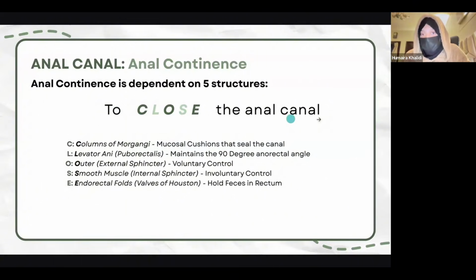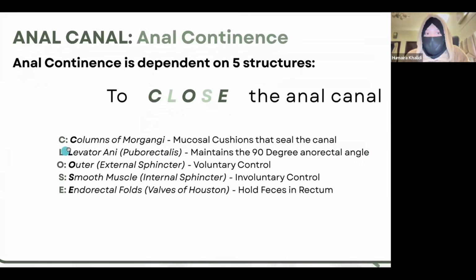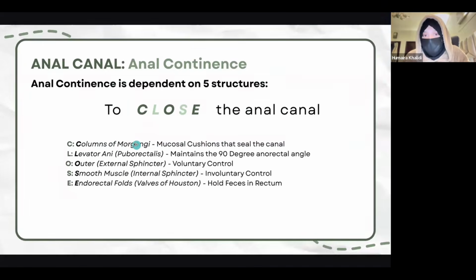To close the anal canal, you use the mnemonic CLOSE, okay? C, column of Morgagni, which are the mucosal cushions that seal the canal. L, levator ani, or the puborectalis, which maintains the 90-degree anorectal angle. O, outer or external sphincter, voluntary control. S, smooth muscle, internal sphincter, involuntary control. E, endorectal folds, which are also known as the valves of Houston, which hold the feces in the rectum.